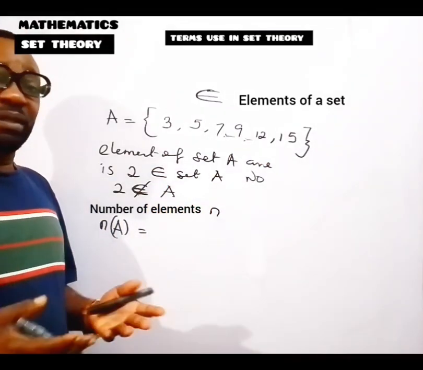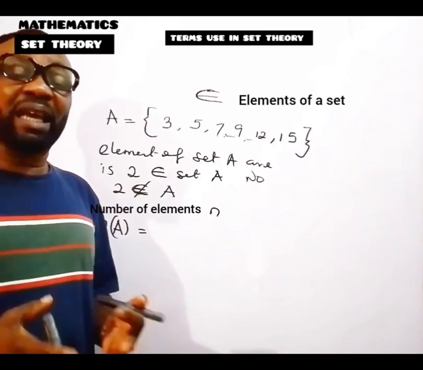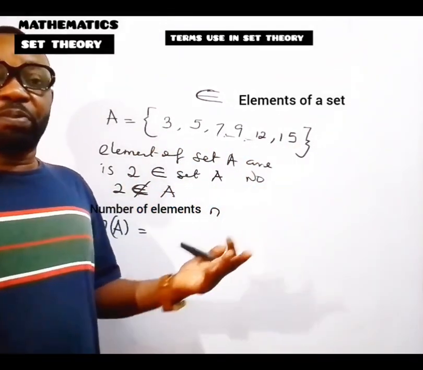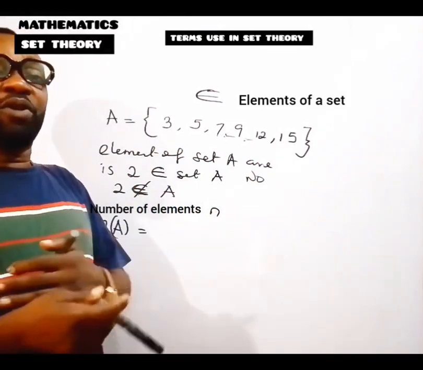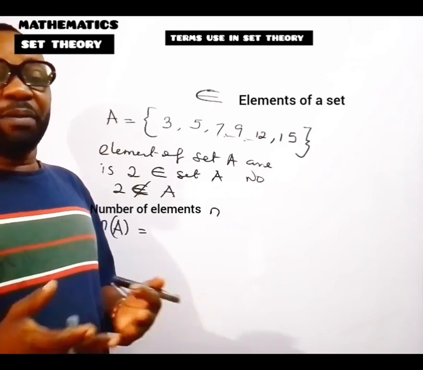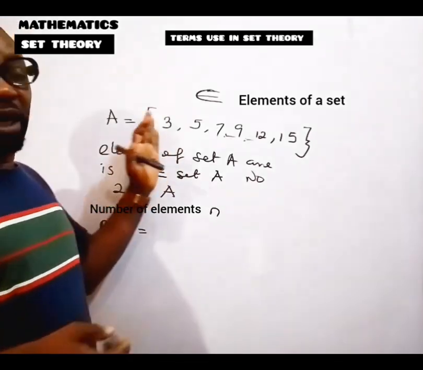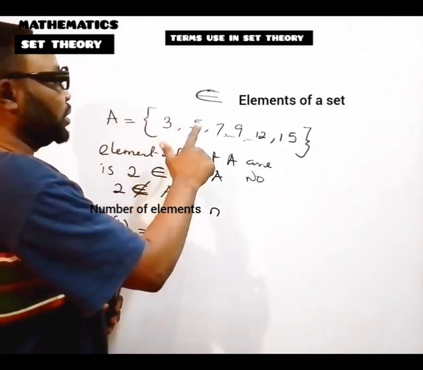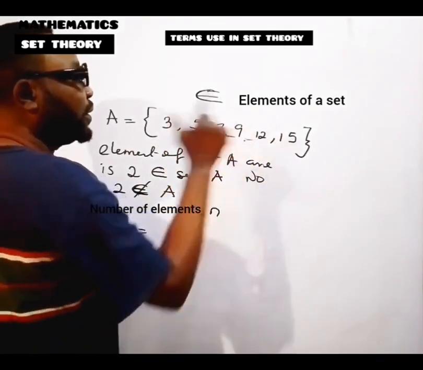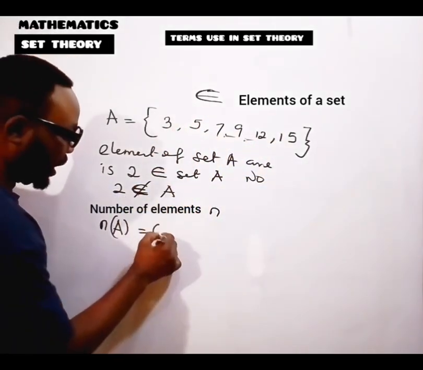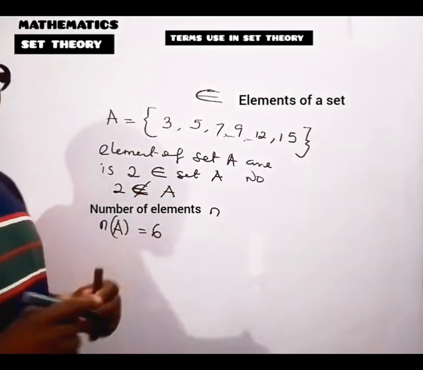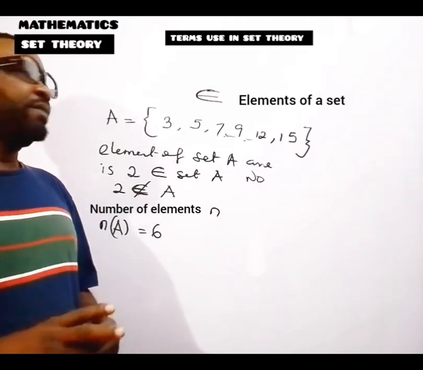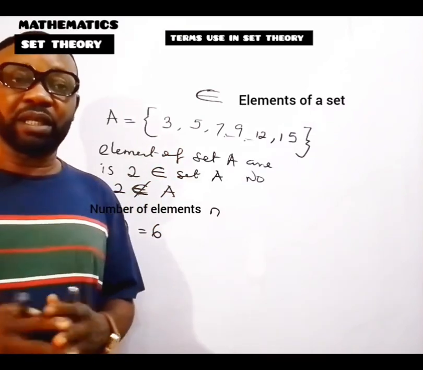At times, the elements of the set that will be given to you might not be figures. It might just be some set of animals. It might be some set of colors. It might be balls. So you have to count them one after the other. Now, if I want to count the number of elements here, I will say 1, 2, 3, 4, 5, 6. So the number of elements of set A here is equal to 6. That is how you identify the number of elements of set A, or of any given set.